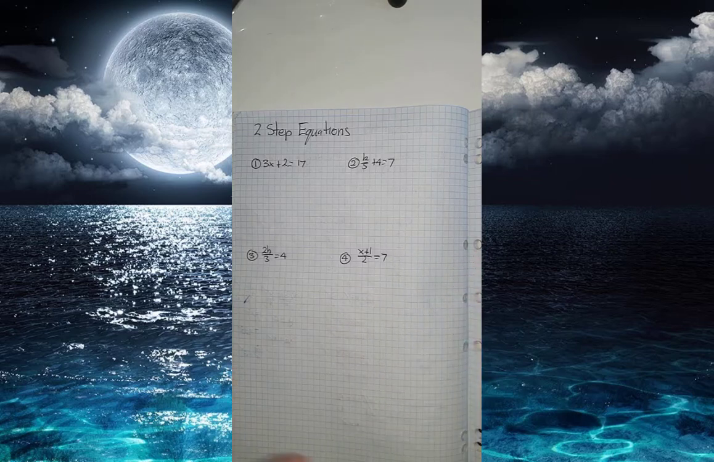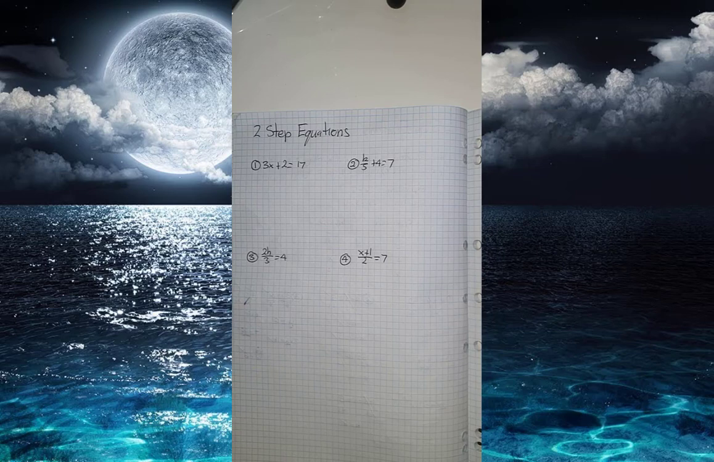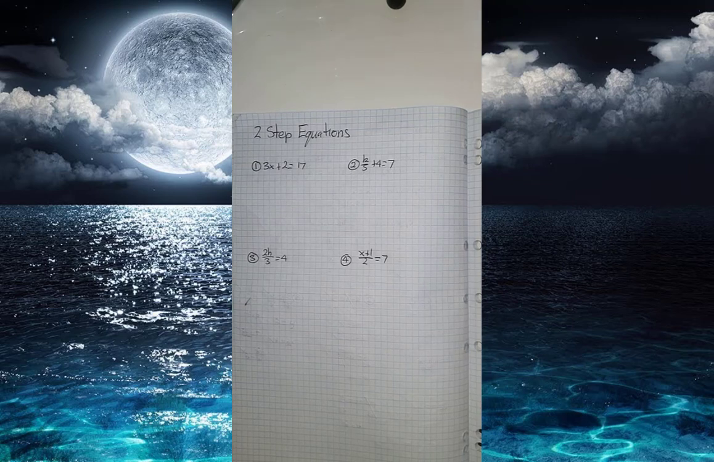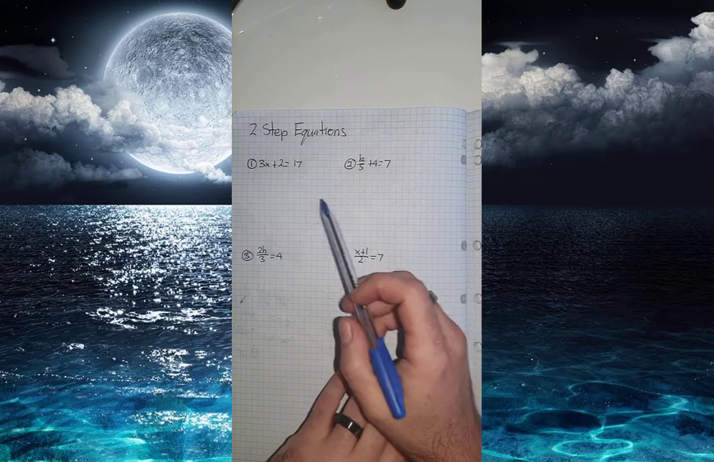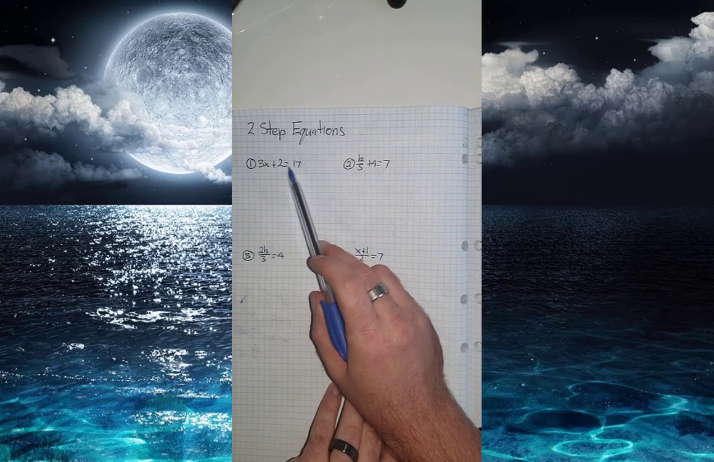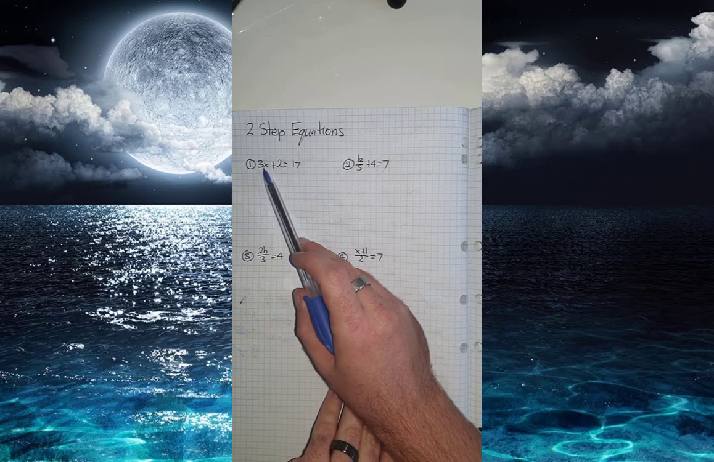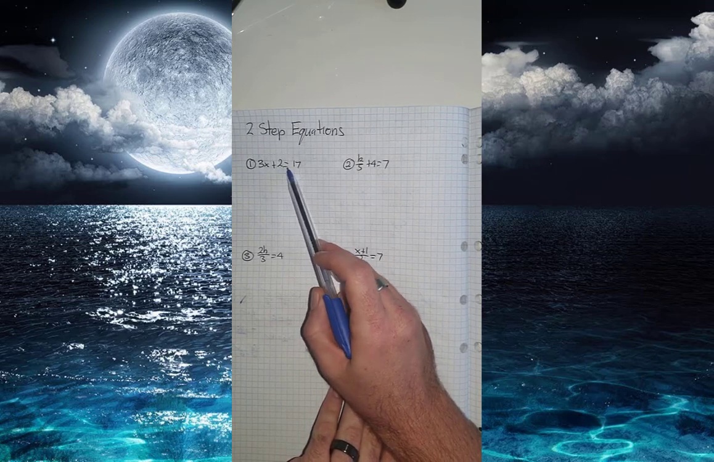Moving on from one-step equations, we're going to have a look at two-step equations. If you understood one-step equations, the next set of videos are actually going to be very easy. It's just a continuation of one-step equations, applying it multiple times. So if we have a look at the first example that we've got, 3x plus 2 equals 17.